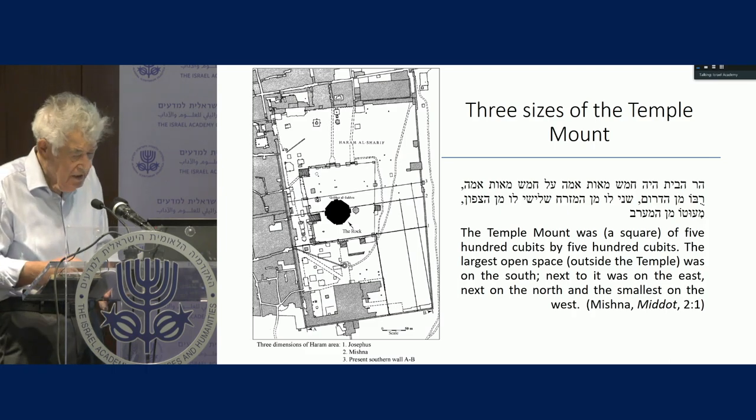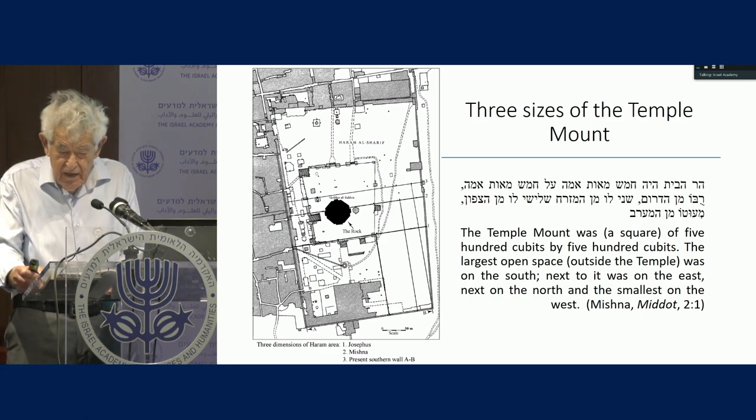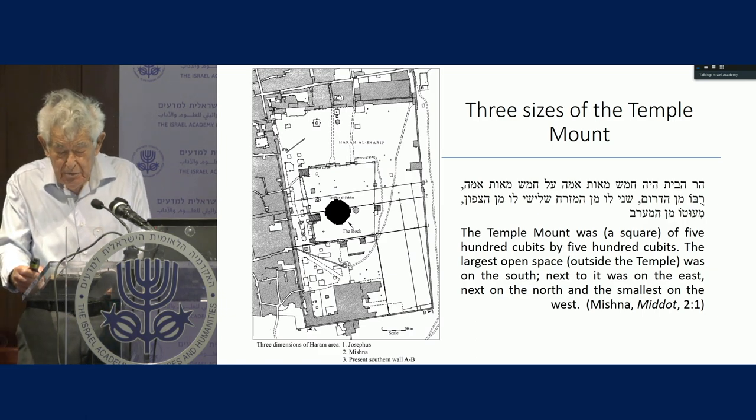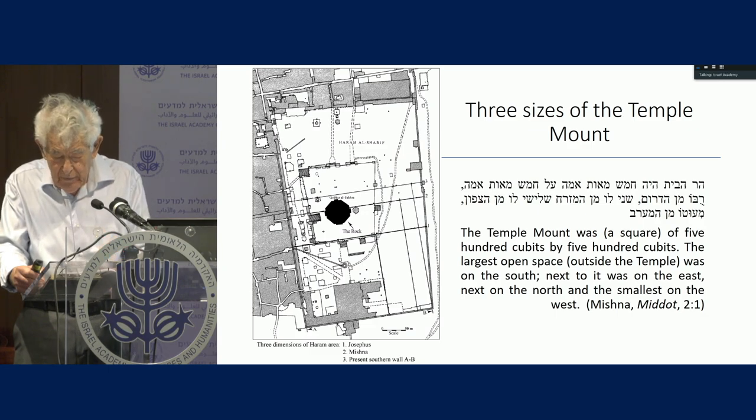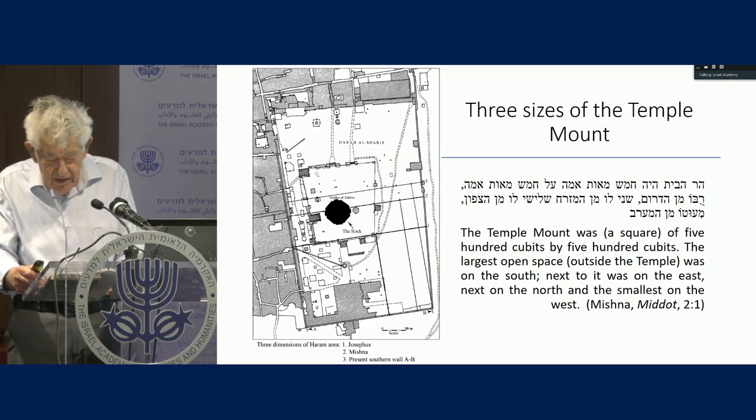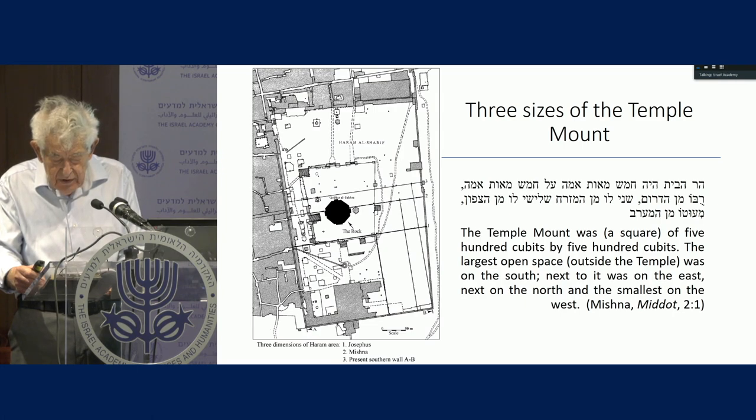We read the following: Har Habayit haya 500 amma al 500 amma. Rubo min hadarom, sheni lo min hamizrach, shlishi lo min hatzafon, mi'uto min hama'arav. The Temple Mount was a square of 500 cubit by 500 cubit. The largest open space outside the temple was the south, next to it was the east, next to it was the north, and next to it was the west.